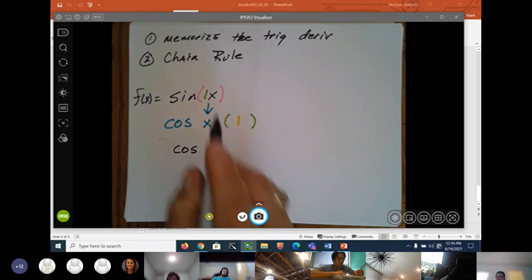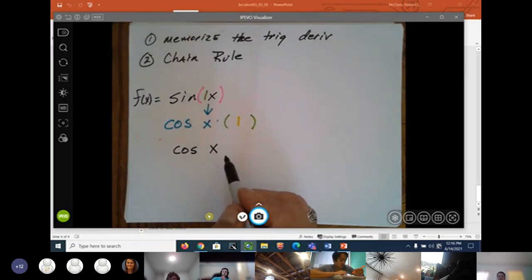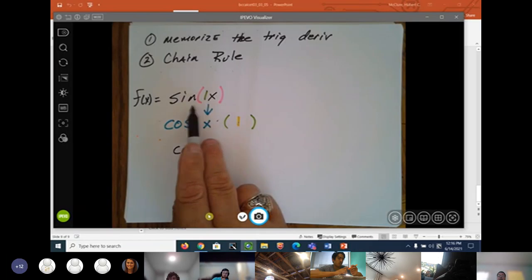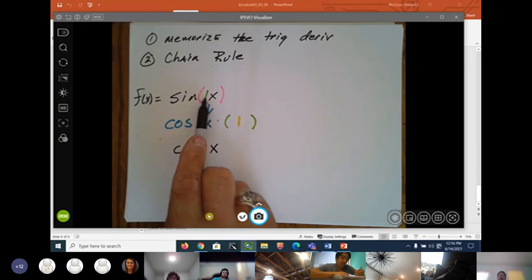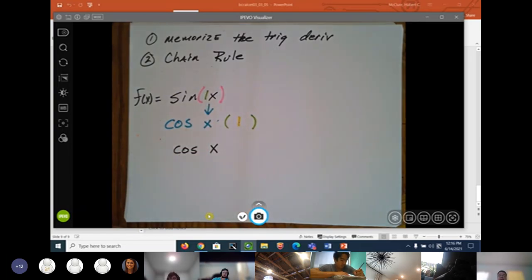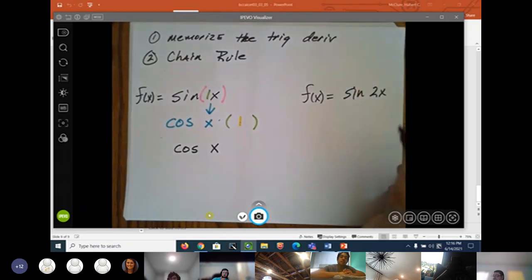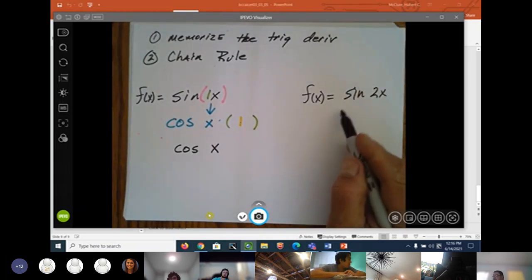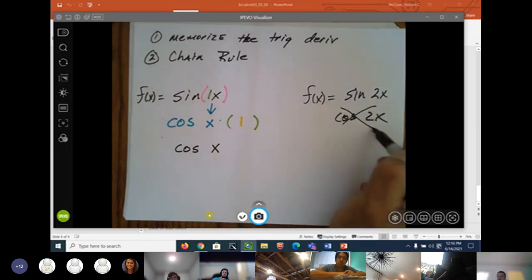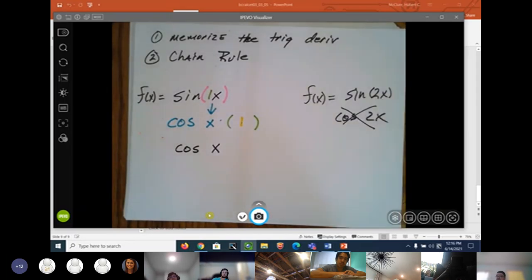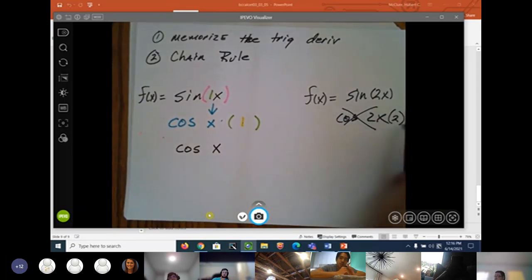Now, of course, if that was a 2, then it would be 2 cosine of x. You got to be careful when you're dealing with the trig functions, because they can slip a 2 right here, and that would cause you to get it wrong. This is what students would do. F of x is equal to sine of 2x. And then you'd look at your trig function, you say, okay, derivative of sine is cosine. And then you stop. And that is incorrect. You've got to remember this is in parentheses. So you got to multiply it by 2. Then you've got the correct answer.